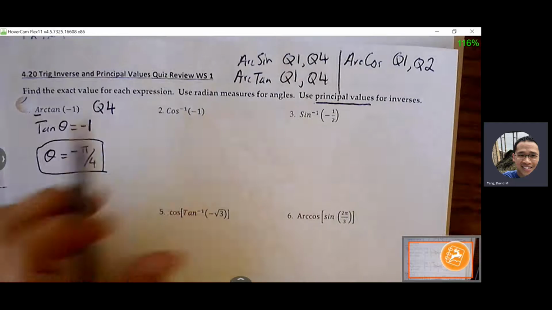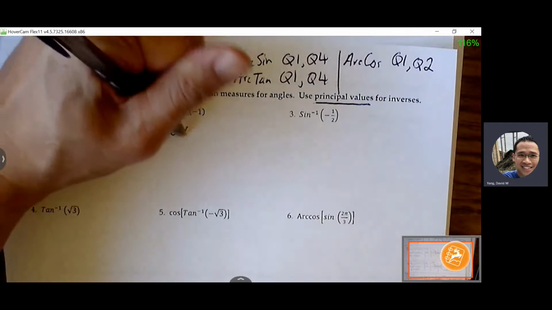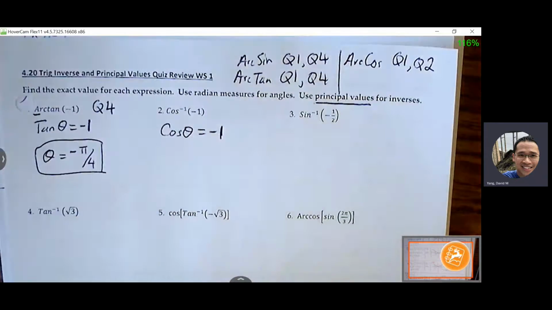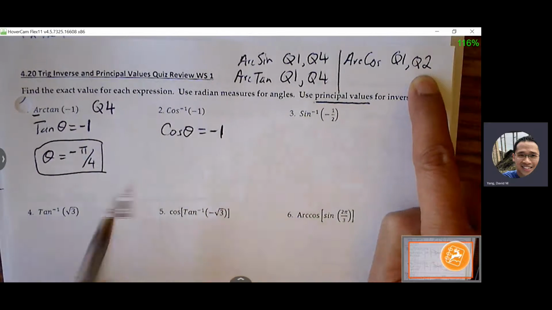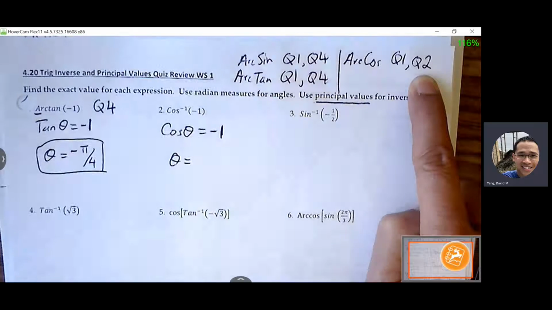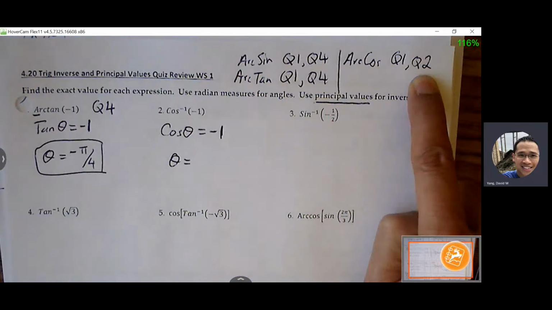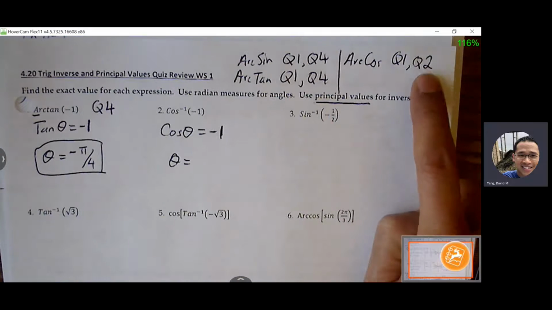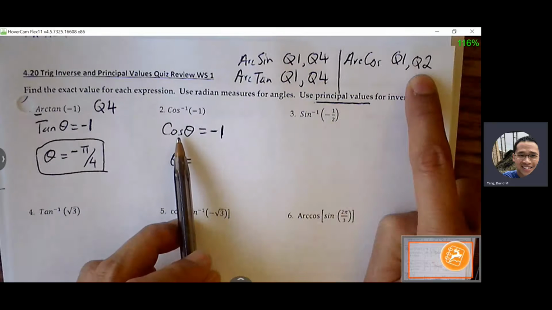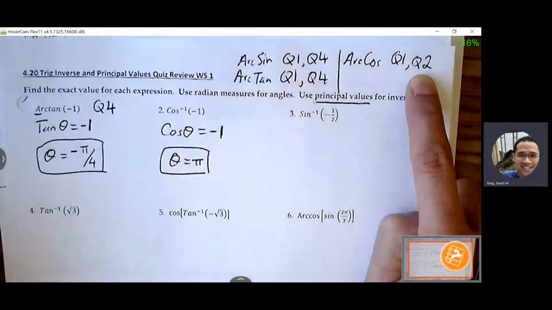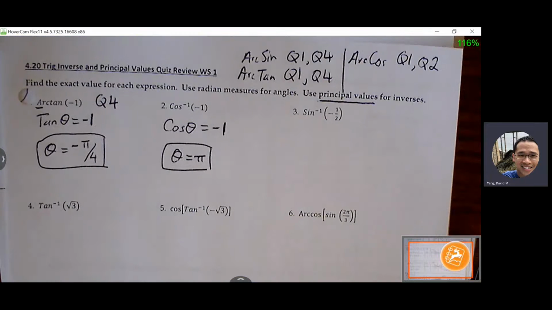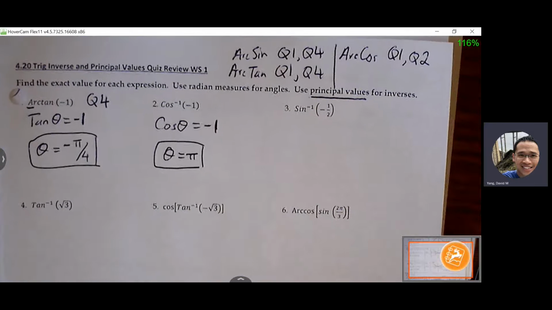Uppercase C, principal values. Where is cosine of theta going to be -1? Quadrant 2. Theta equals what? 135? Cosine though, cosine. Pi, right? The ordered pair at pi is (-1, 0). Cosine is the x value.